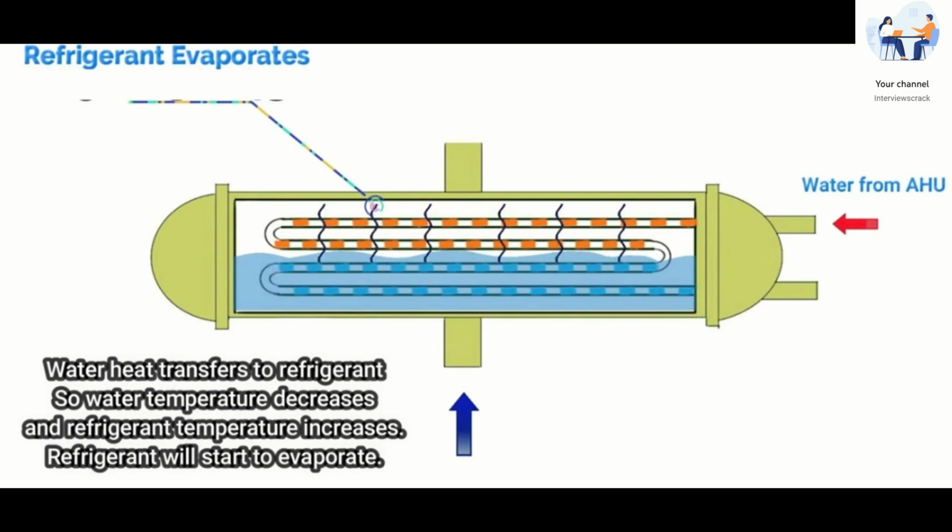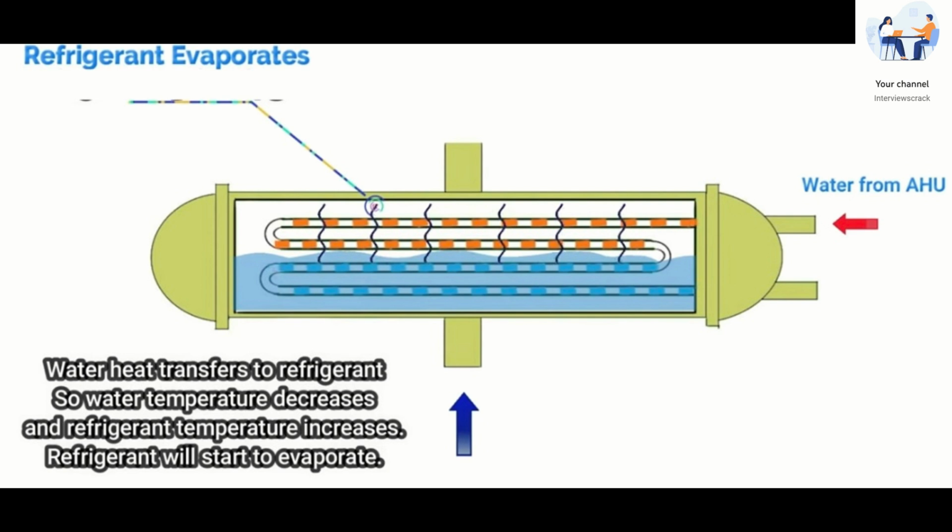When this comes to the evaporator, the low temperature and low pressure refrigerant is coming inside the evaporator. Here in the evaporator, it is connected to the AHU chilled water pipe. So the AHU is running in the data hall or building area where the load is. From that area, this water is taking all the load, and the water is getting heated and coming to the evaporator.